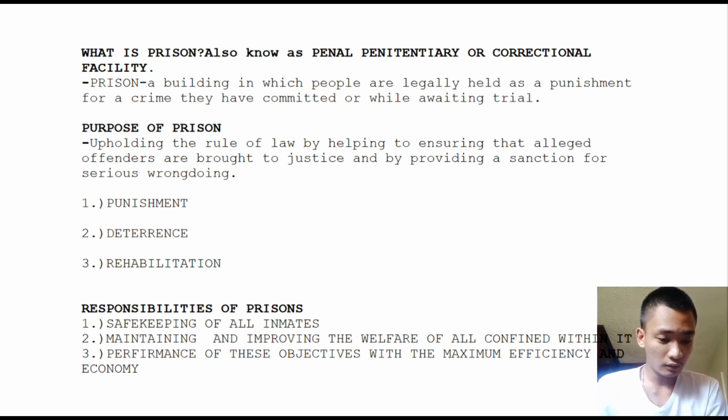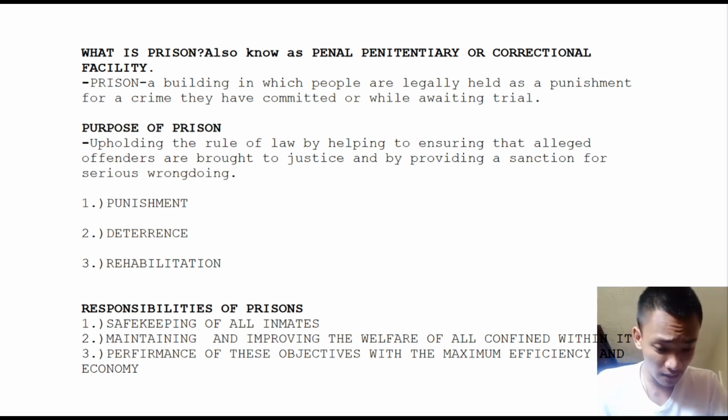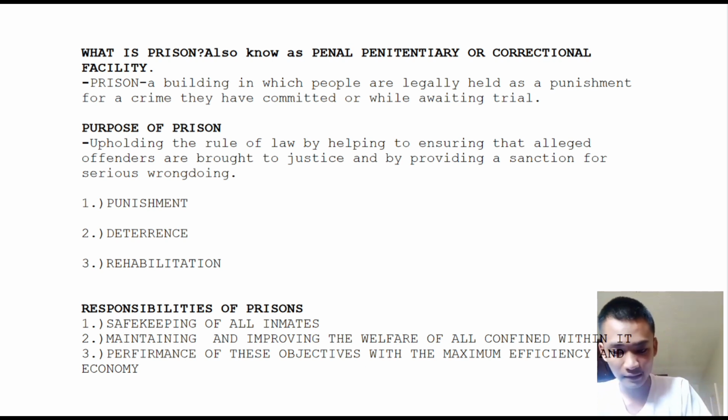Okay. Number 2, maintaining and improving the welfare of all confined within it. It's important for them to know each other's condition, that they are aware of what they should do. Okay. Number 3, performance of this object with maximum efficiency and economy. It implies the economic stage in which every resource is optimally allocated to serve each other entity sa pinakamahusay na paraan habang pinapalit at kawalan ng kakayahan. Kasi when an economical efficiency, anumang mga pagbabagong ginagawa upang tulungan ng isang entity ay makakasama sa isa. Okay? Klaro tayo doon.